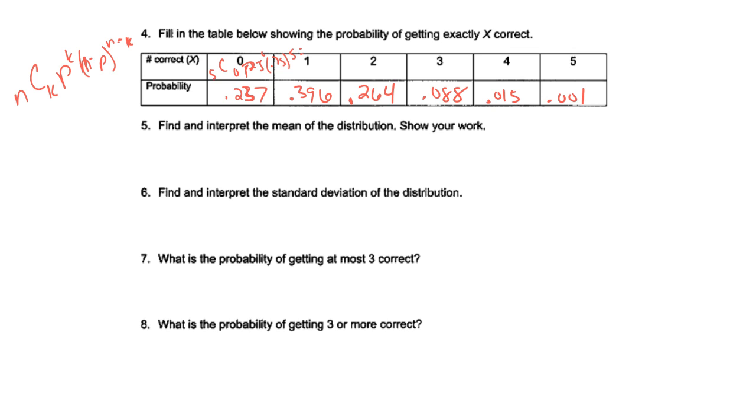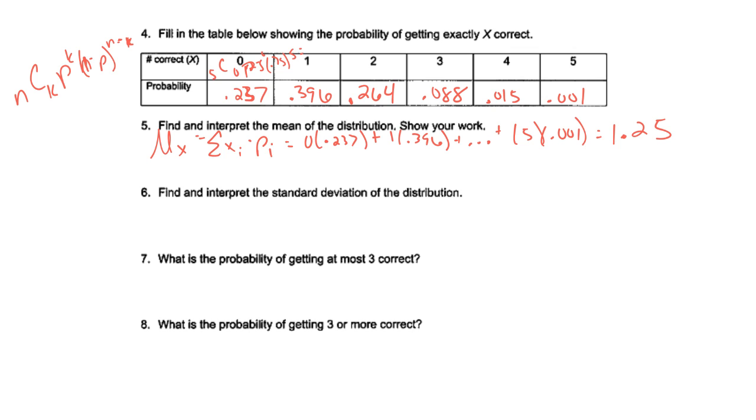Okay, so now you're asked to find and interpret the mean of the distribution and show your work. If you remember, the mean of a distribution like this, this is what our formula looked like: the data point times the probability of that data point, and we add all those together. So we'd have 0 times 0.237 plus 1 times 0.396 plus 2, 3, dots, plus the last one. That counts as showing your work. When I do that, that gives me 1.25.